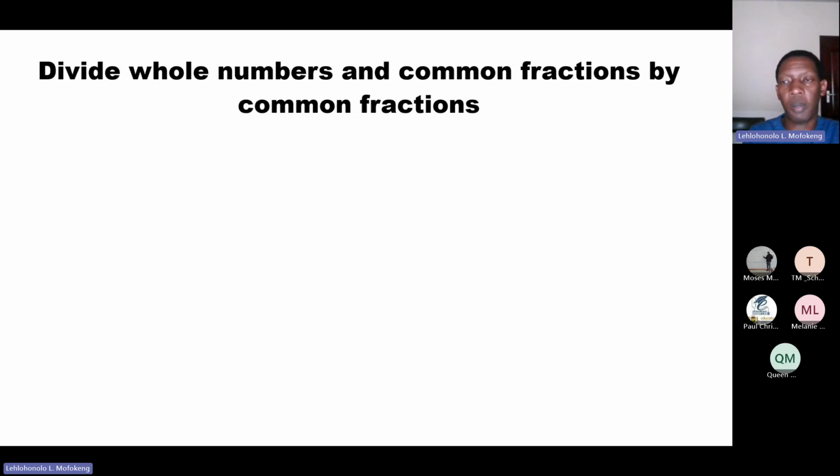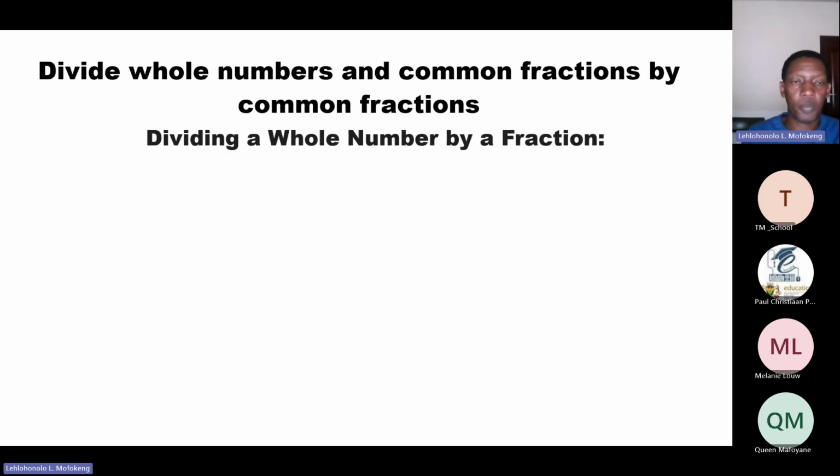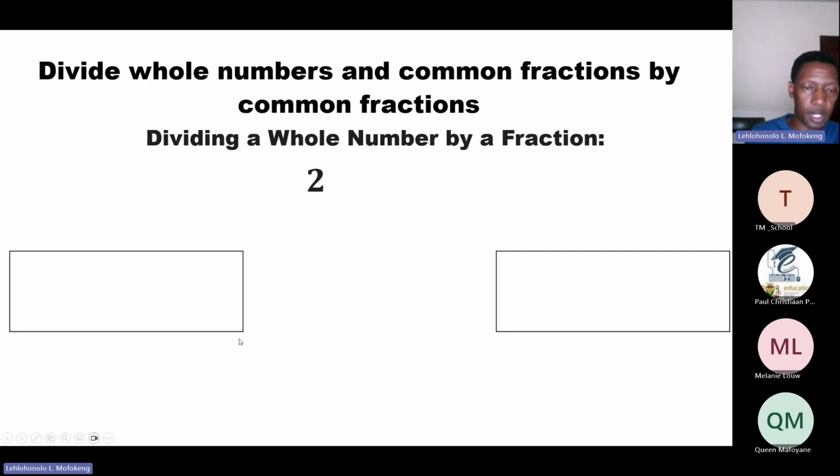Divide whole numbers and common fractions by common fractions. Now let's see. We are going to start by dividing a whole number by a fraction. But for us to understand what is happening when you divide the fractions, we have to look into the issue of pictorial understanding.